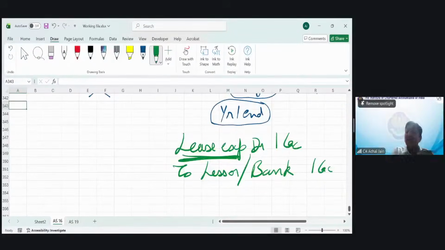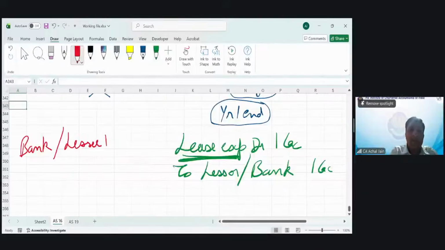How will lessor record this? For lessor, it's an income. So what will lessor do? Either the lessor would have received this amount. So lessor may say bank debit or lessee debit if it is a receivable, 1 lakh. To lease income, 1 lakh.